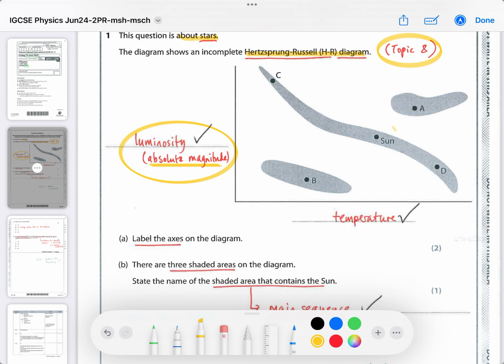Okay, you'll see that the sun is around there. So this will be the luminosity of the sun here. And the temperature of the sun here is about 6,000 Kelvin. So the other axis is 6,000. So the other axis is temperature. And of course, normally they would do the temperature in Kelvin. They haven't asked for the units, they just want you to label the axes in terms of what quantities are in a Hertzsprung-Russell diagram.